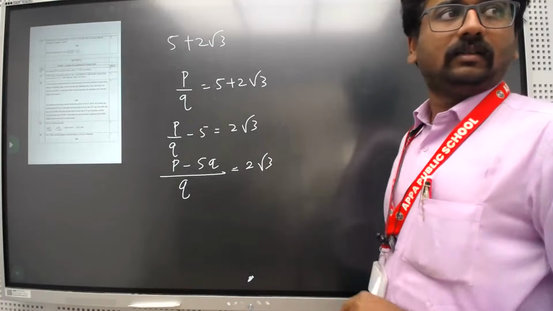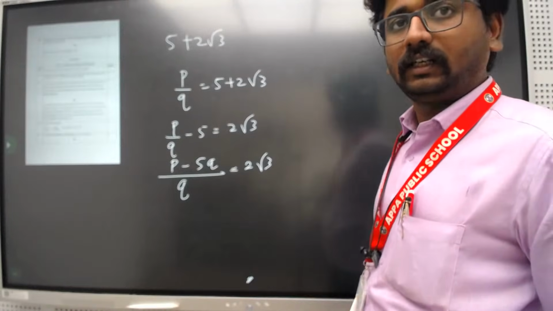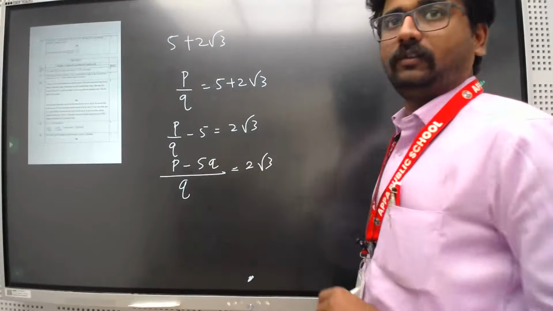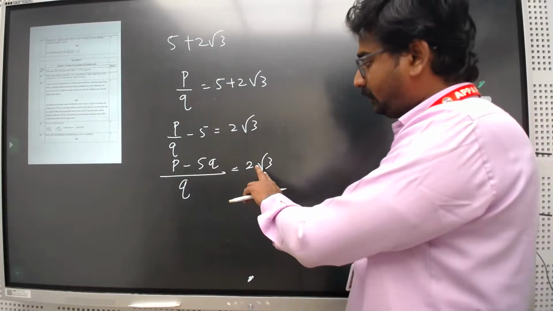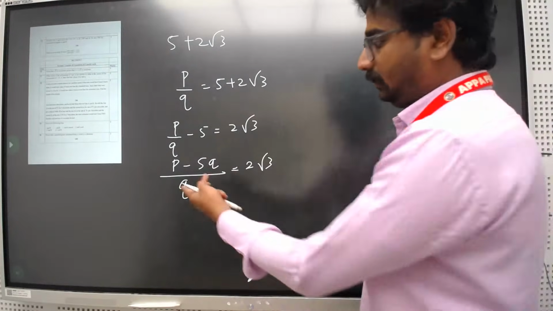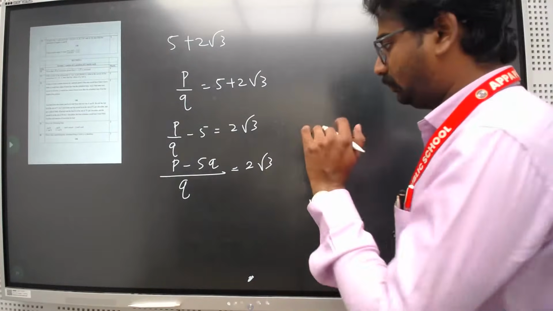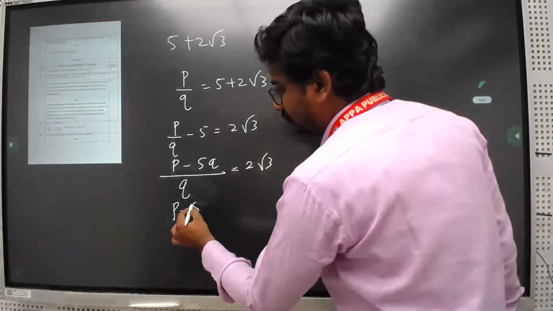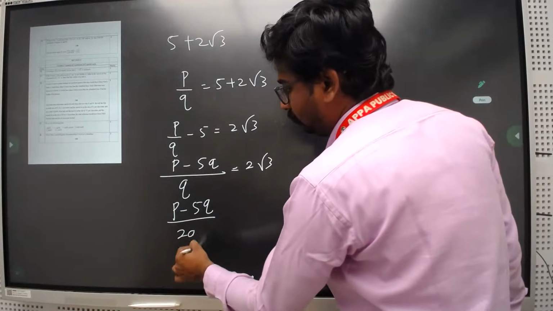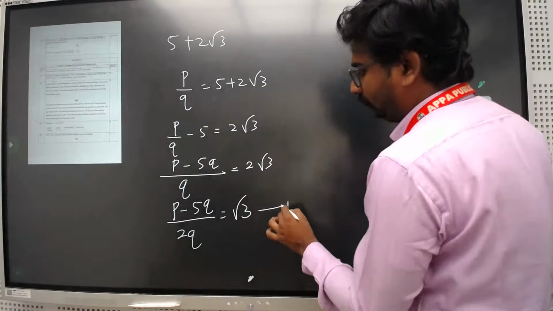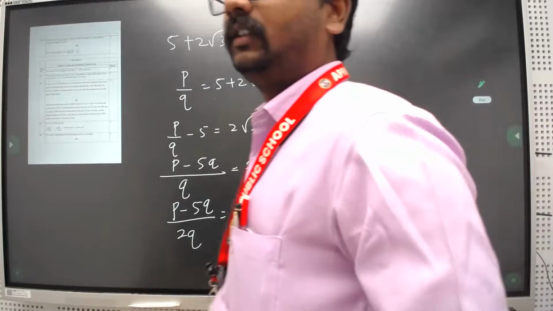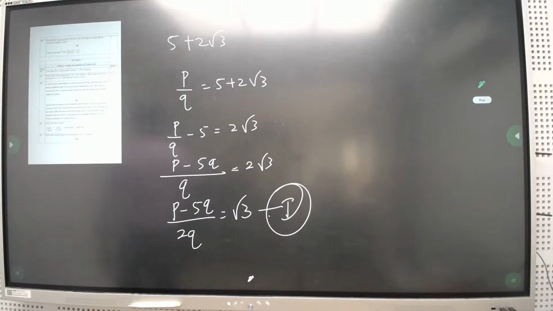2 is a rational number. Root 3 is irrational. 2, if I want to shift to LHS, multiplication will become division. P minus 5Q by 2Q is equal to root 3, Roman number 1. If you write up to this, 2 marks. 1 mark is for the statement only.